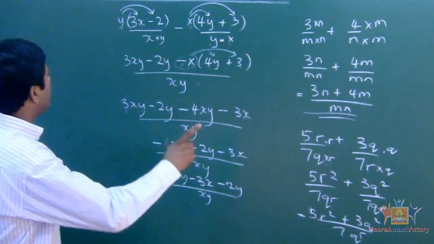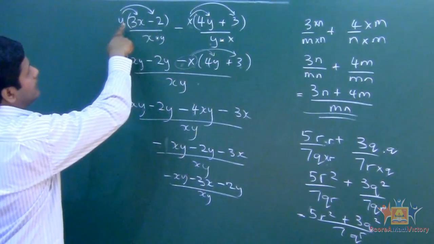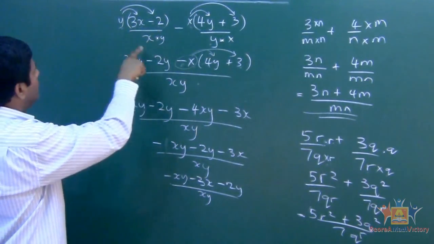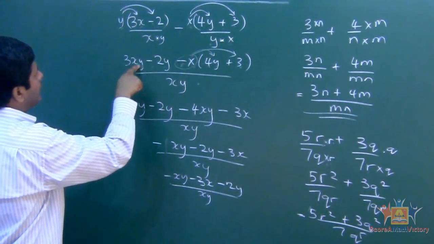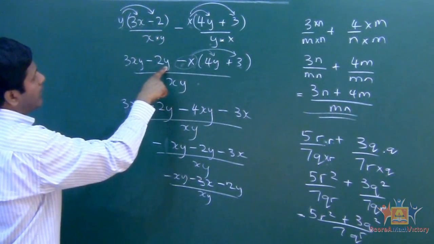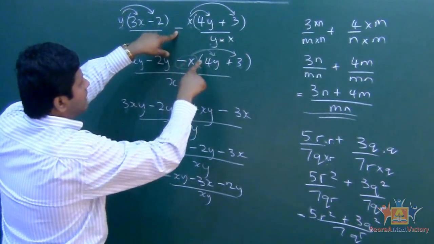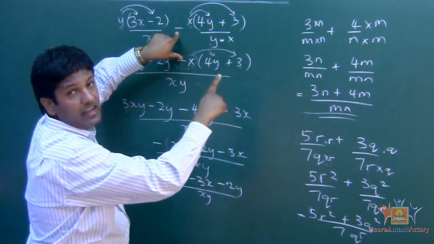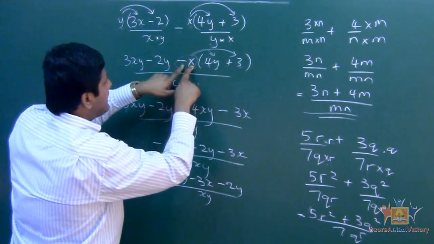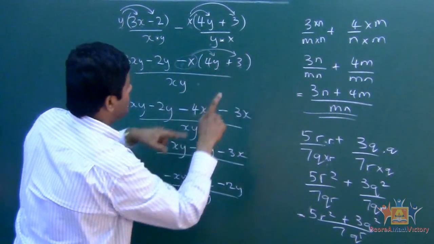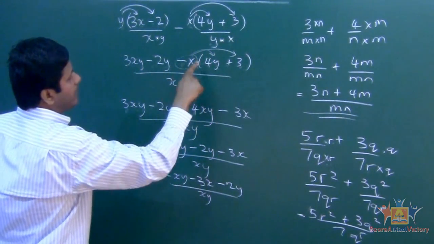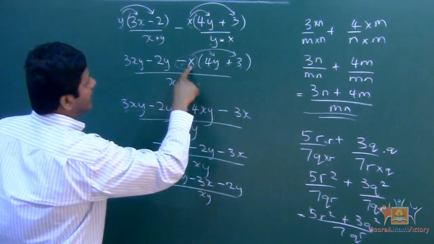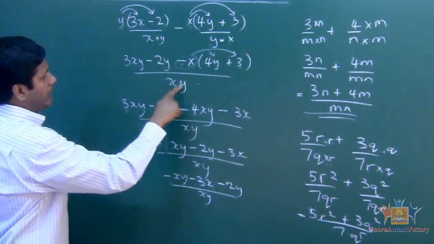Very important. Then what I did, I distributed the y. So you get 3xy minus 2y. Y times 3x becomes 3xy. Y times negative 2 gives me negative 2y. And then I rewrote this because I want you to pay attention to the bracket, because you've got a negative here. When you distribute, it's going to change the sign. So now I'm going to distribute negative x to 4y, negative x to 3y. Negative and positive, negative. X times 4y, 4xy. Negative and positive, negative. X times 3, 3x over xy.